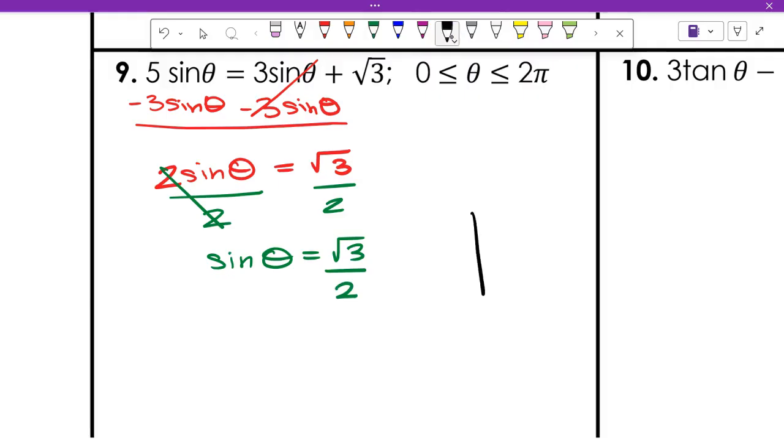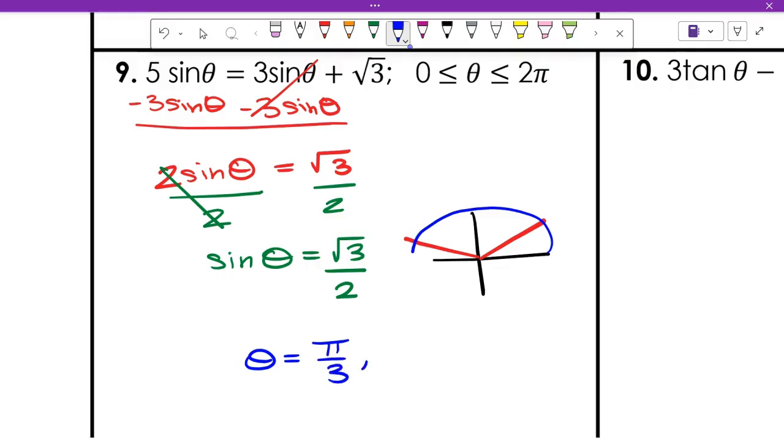And again, sine is y, so that's when it's positive, and I need y being positive up in quadrants 1 and quadrant 2. And if I look at my domain restrictions between 0 and 2 pi, then that means that I only have these two right here that I'm listing. Sine is equal to square root 3 over 2 at pi over 3, and it is also there at 2 pi over 3.